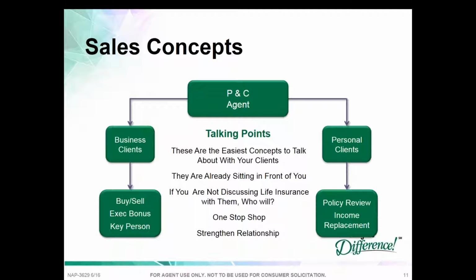If you're a P&C agent, just walk with me here for a minute. You either have business clients or you have personal clients. So you might insure their business, or you might insure their home and their auto. Let's go down the right-hand side, because that's probably the most common. You insure their home and auto. So the easiest concepts for you to talk about there are policy review, reviewing what they already have, or income replacement, making sure that their income is protected.